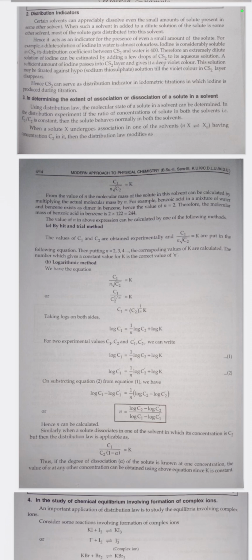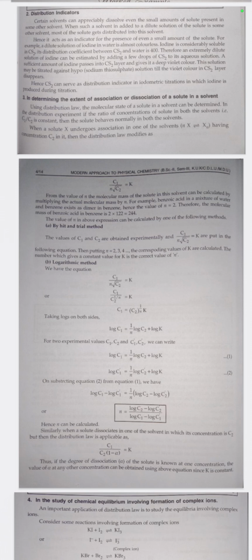Second is the logarithm method. We have the equation C1 by nth root of C2 is equal to K, or C1 by C2 to the power 1 by n is equal to K. C1 is equal to C2 to the power 1 by n times K. Taking logs on both sides, log C1 is equal to 1 by n log C2 plus log K. For two experiment values C1, C2 and C1 dash, C2 dash, we can write log C1 is equal to 1 by n log C2 plus log K, and log C1 dash is equal to 1 by n log C2 dash plus log K. On subtracting the second equation from the first, we have log C1 minus log C1 dash is equal to 1 by n times log C2 minus log C2 dash. So n is equal to log C2 minus log C2 dash upon log C1 minus log C1 dash. Hence, n can be calculated.